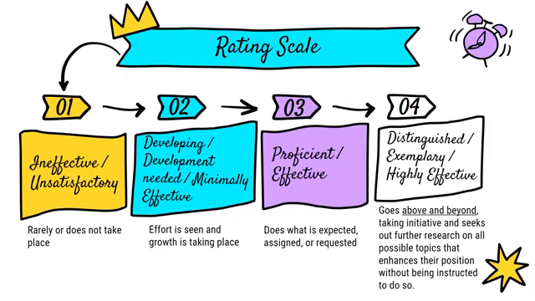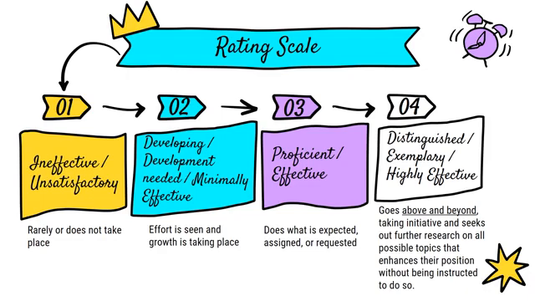So please do not take anything personally when you are instructed or guided to areas where there is a need of improvement. So going back to the rating scale, the 4-point rating scale that we use is: 1, ineffective or unsatisfactory. That means that what has been seen takes place rarely or does not take place at all. 2, developing, development needed, or minimally effective. This means effort is being seen and growth is taking place. We appreciate all of that, but we do feel more is capable.